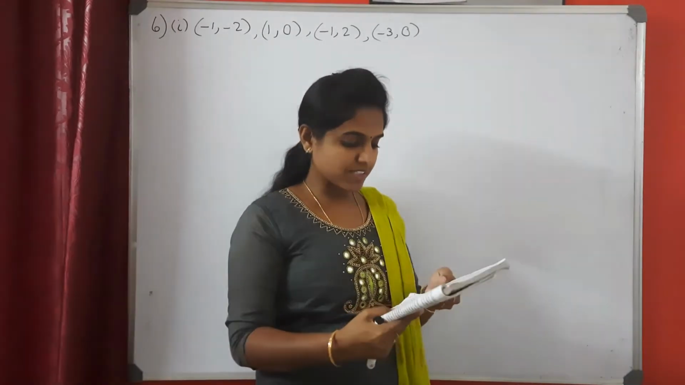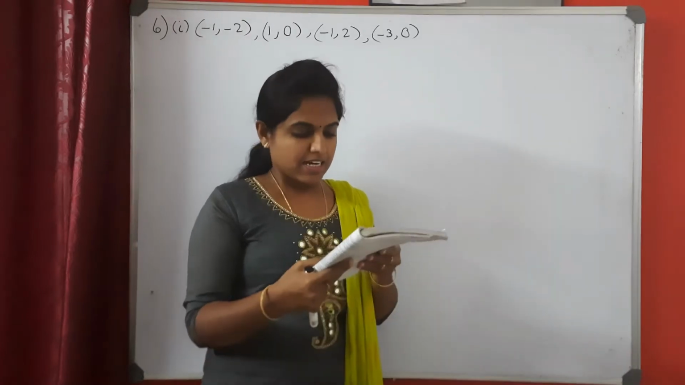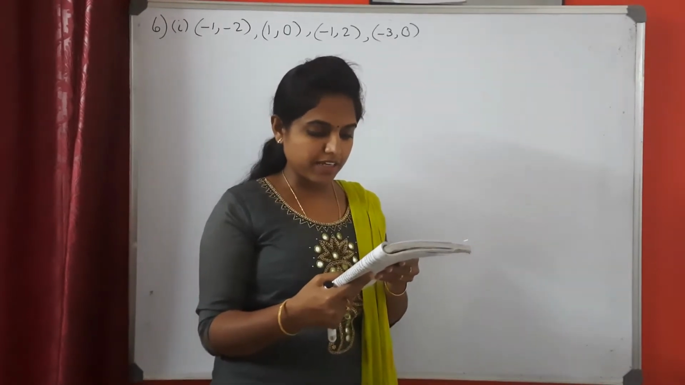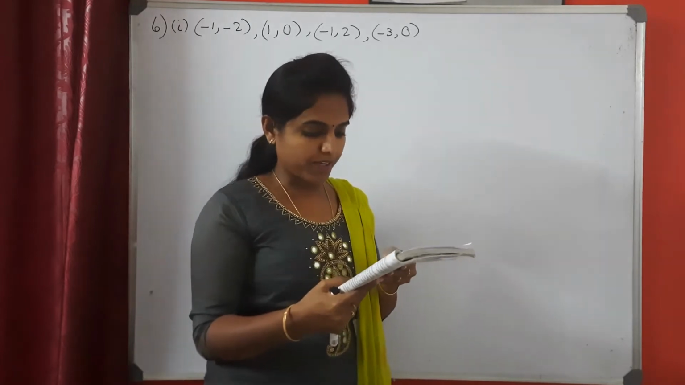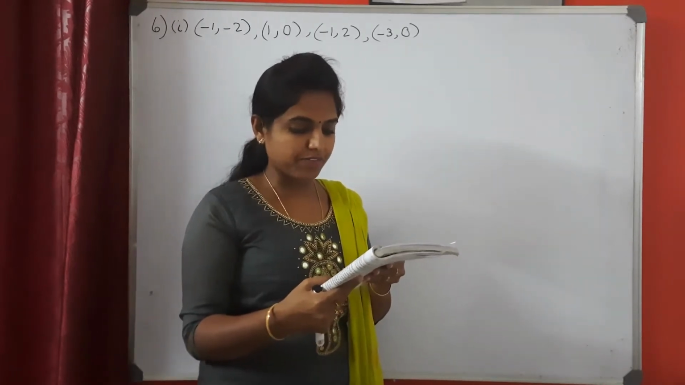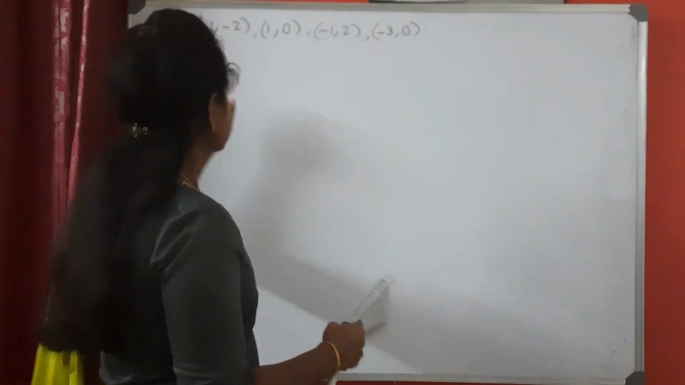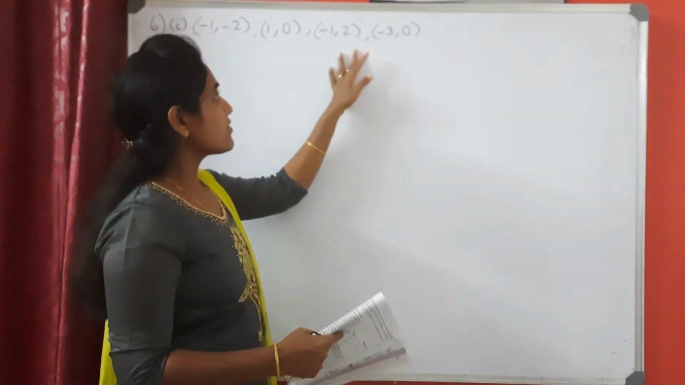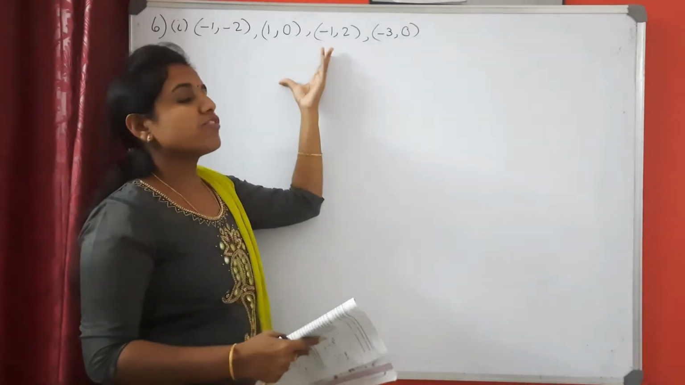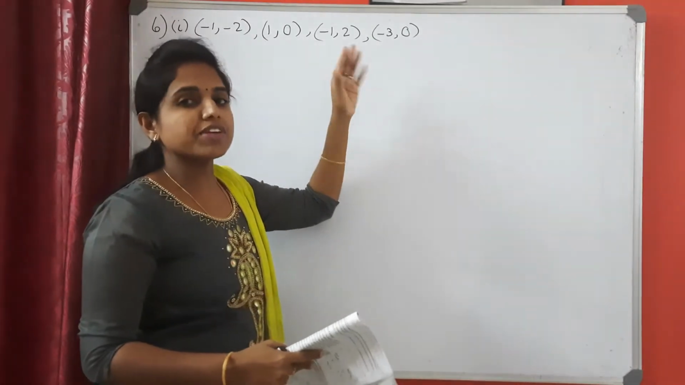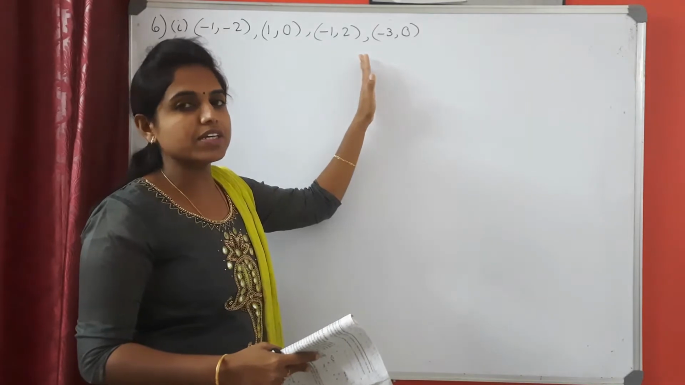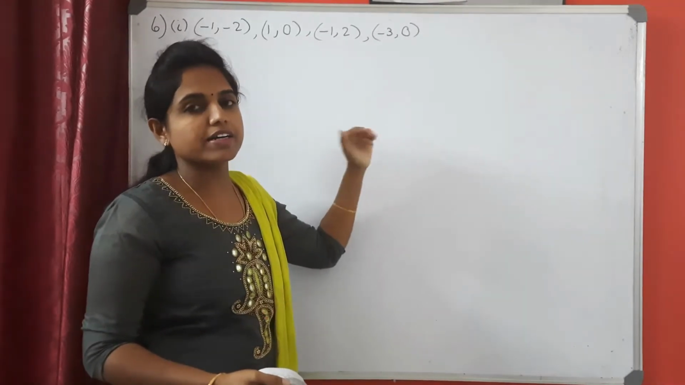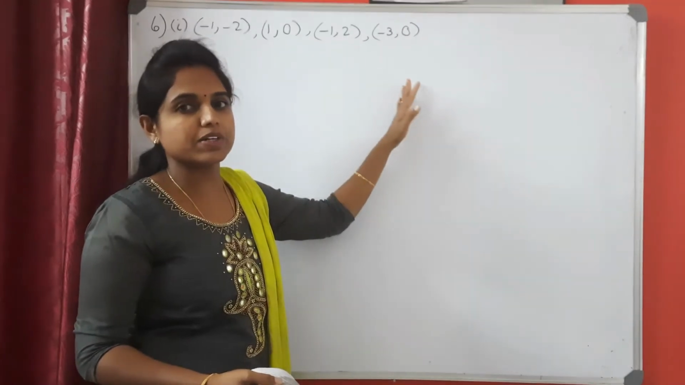Today we are going to see problem number 6. Name the type of quadrilateral formed, if any, by the following points and give reasons for your answer. They have given 4 points and are asking you to check whether these 4 points form a quadrilateral. If it is a quadrilateral, then give the name, whether it is a square, a rectangle or a parallelogram.